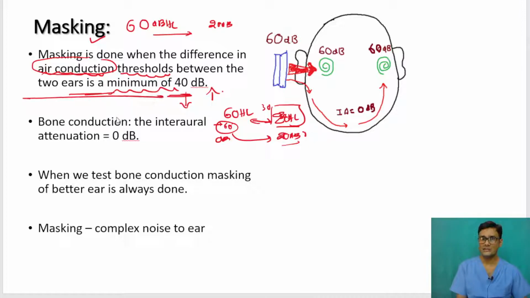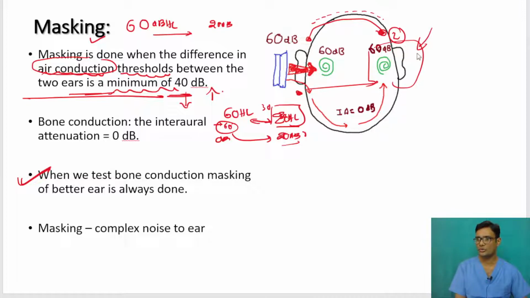Bone conduction, what happens? In bone conduction there is no interaural attenuation. Whatever sound is applied to the right ear will be heard through the bone, through the skull. The left cochlea also gets stimulated. So there is nothing like a minimum difference in hearing threshold at which you have to do masking. In bone conduction, every time you have to go for masking, because the moment you apply the mastoid vibrator, both cochleae will get stimulated. So the other ear will be taking part in the hearing test, and you don't want that to happen. So you apply a complex noise to the left ear, the non-test ear.